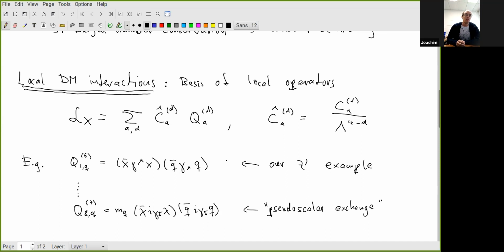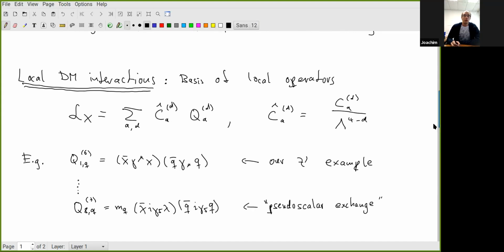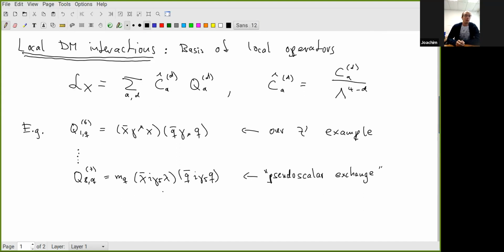So the cross section is down by 1 over m to the 4. And then I didn't write down all the different possibilities, but another one that I wrote down is an exchange of a scalar particle with pseudoscalar couplings, and I called it Q8Q. And it has these gamma 5 interactions, pseudoscalar interactions.